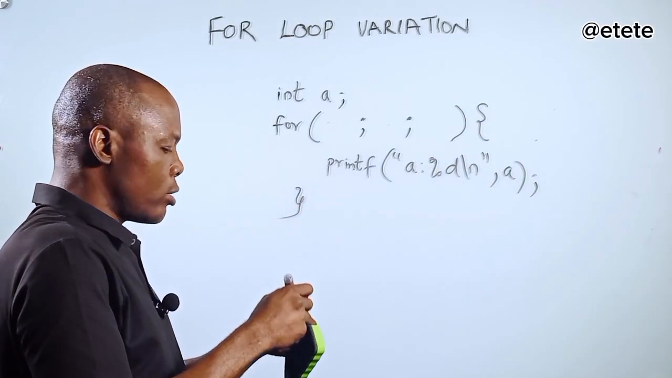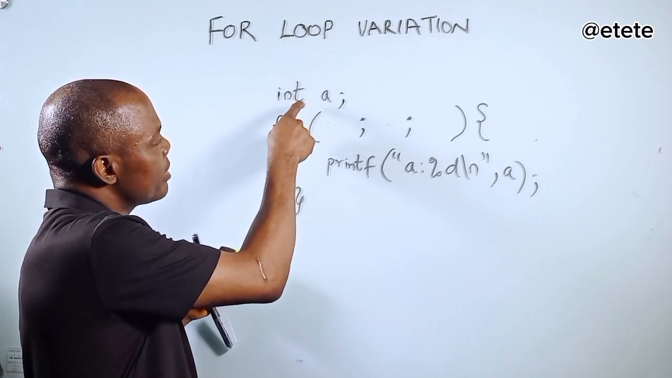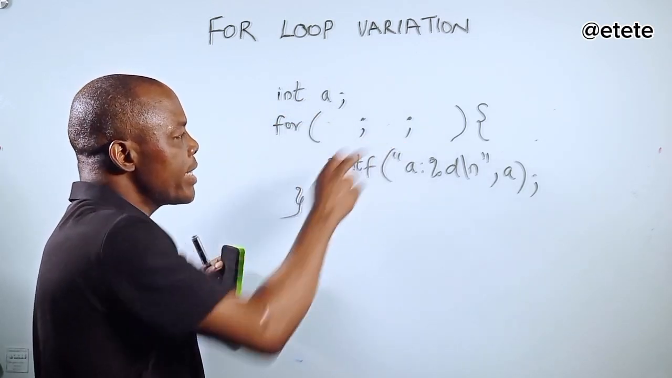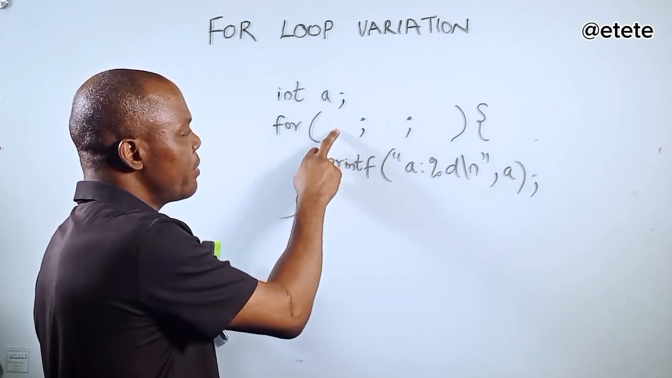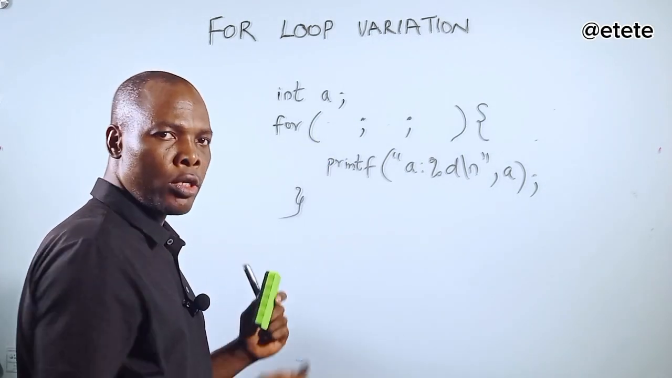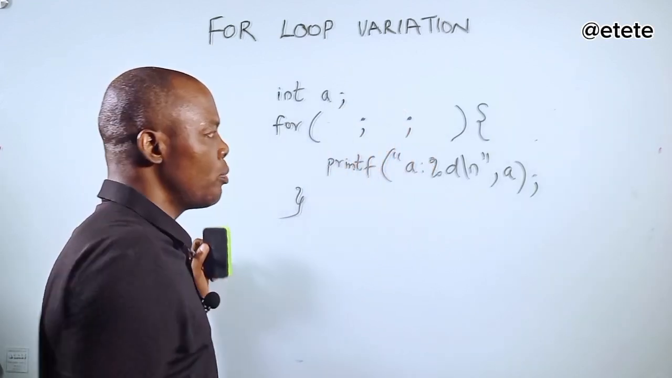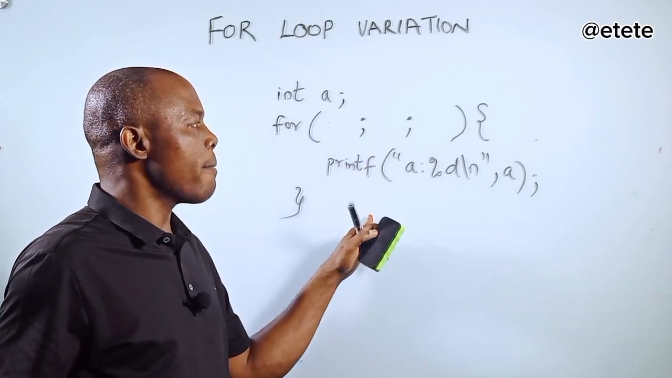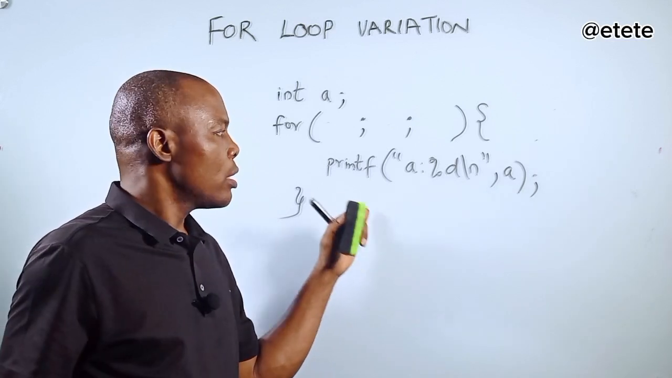So if I write this loop, I initialize, I declare the variable a, right? But inside this for loop, I left this open because it is optional. I left this open because it's also optional. And I left this open because it is also optional. Now, what will this script produce?